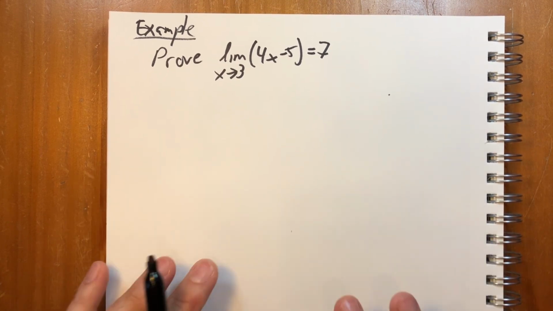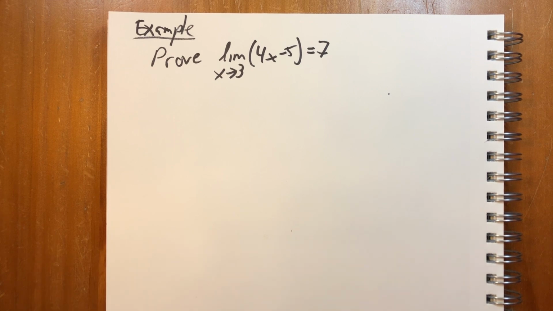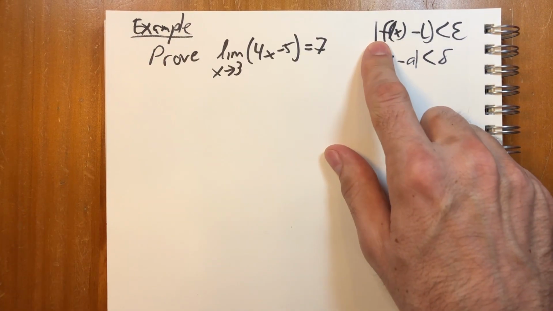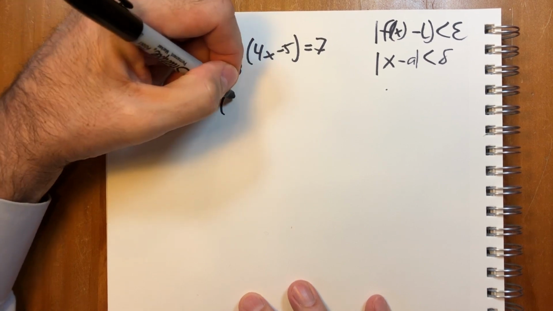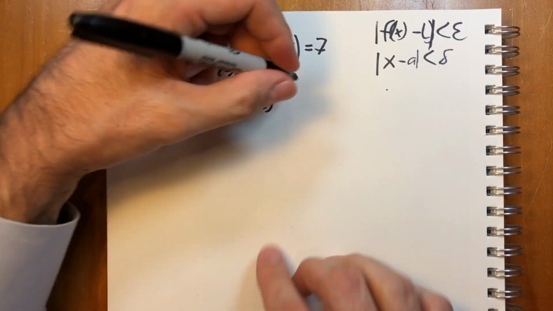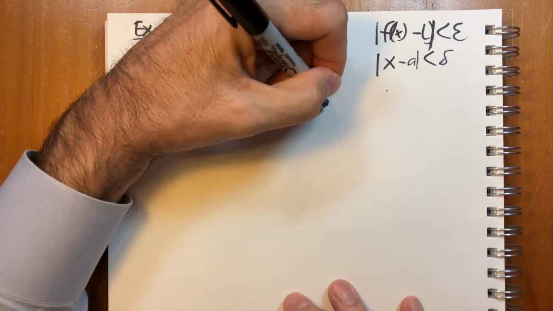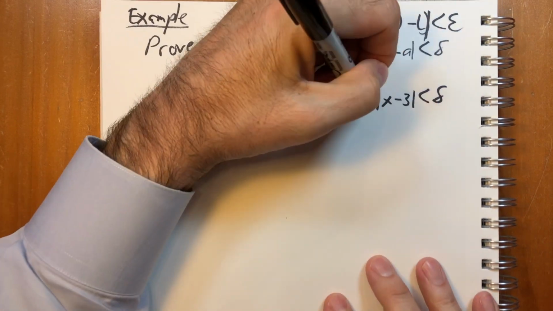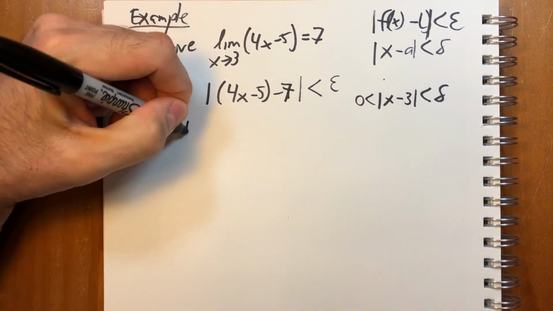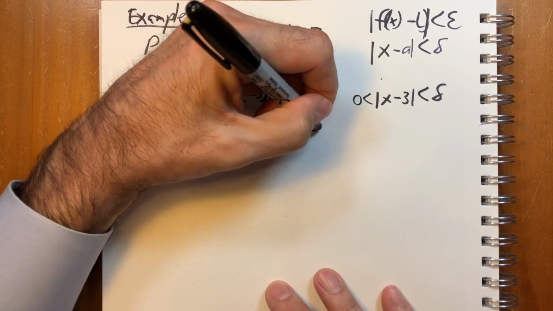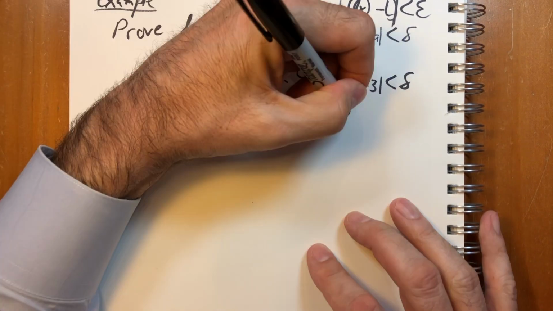So first, let's just look at this and see if we can figure out what might be a good delta. And then we'll see if we can prove that that delta, in fact, works. So to plug this into our definition, we have f(x) is 4x minus 5, and L is 7, so |4x - 5 - 7| is less than epsilon, whenever |x - 3| is less than delta, and that's always greater than 0. Okay, so the absolute value of this equals, we can combine those. And then we can take out a 4 from this.